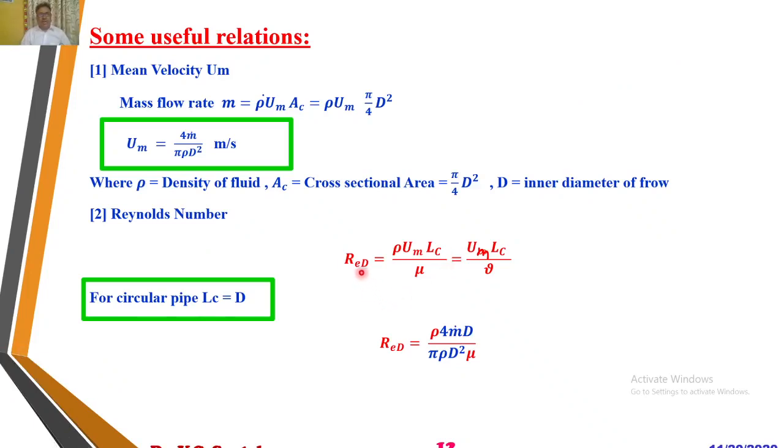So Reynolds number Re_D will be rho Um Lc over mu, is equal to Um Lc over nu. For a circular pipe, Lc is equal to D. So the Reynolds number will be, putting the value of mean velocity Um from this equation and characteristic length Lc equal to D, on simplification, the expression for Re_D will be 4 m dot over pi d mu. So this way I can calculate the Reynolds number in the case of internal flow through a pipe of diameter d.